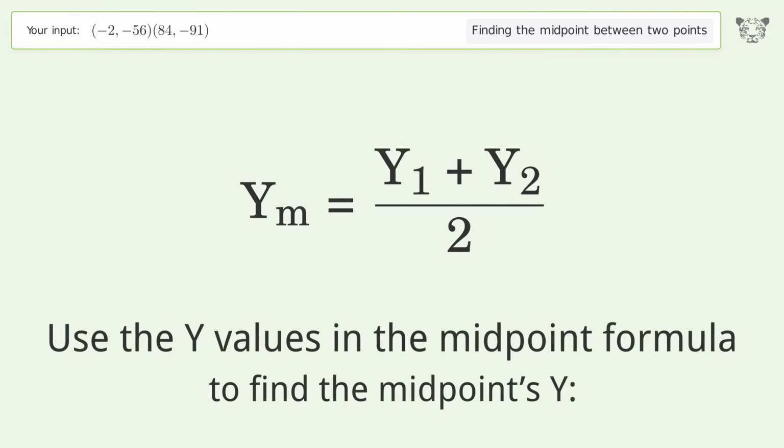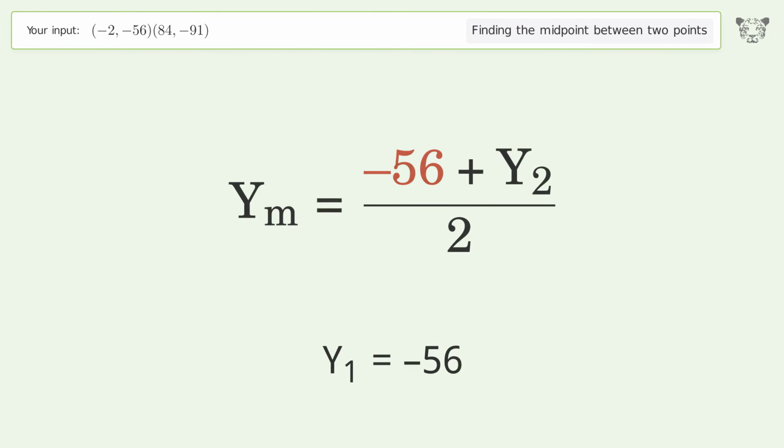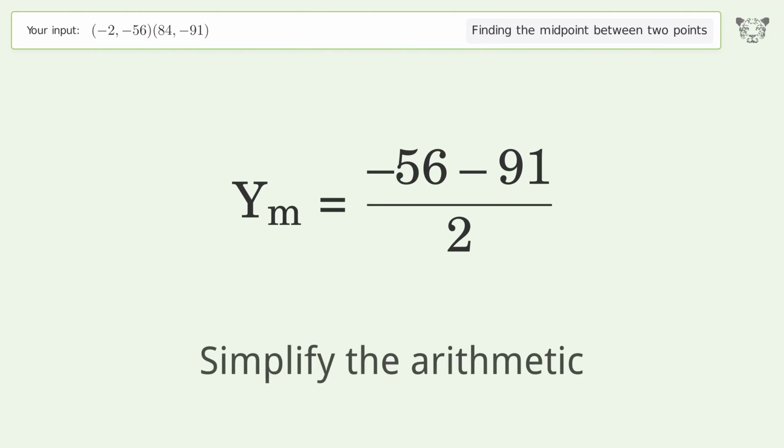Use the y values in the midpoint formula to find the midpoint's y. y1 equals negative 56. y2 equals negative 91. Simplify the arithmetic.